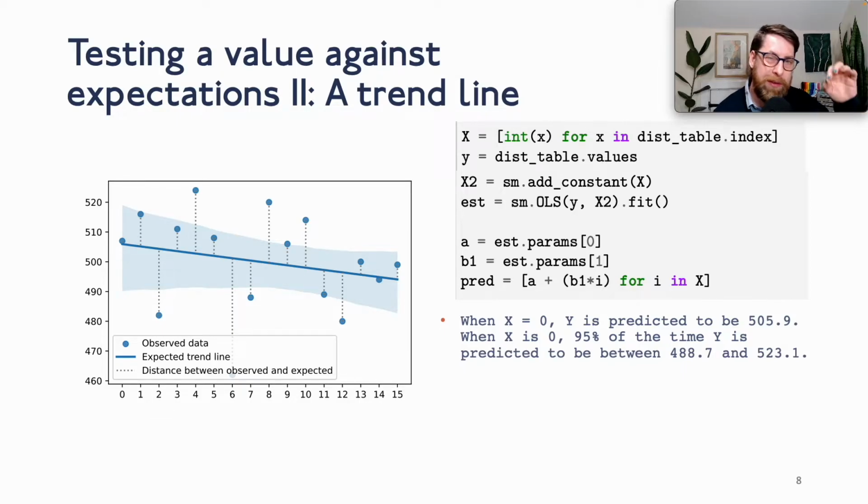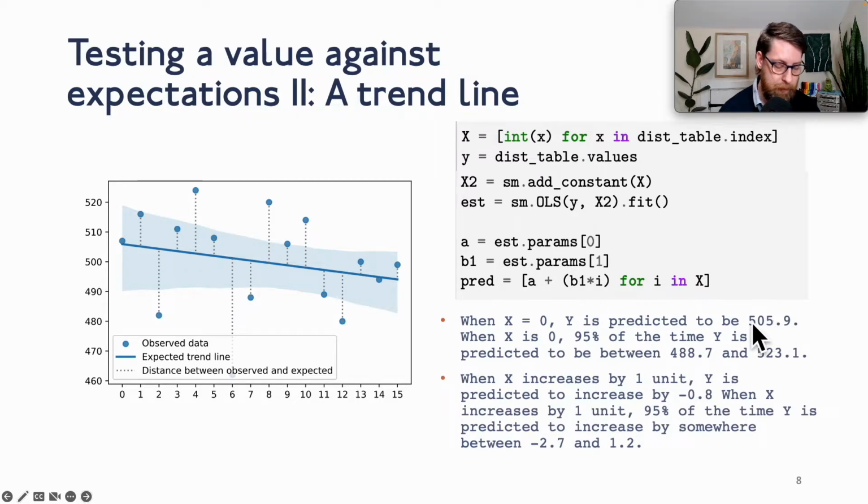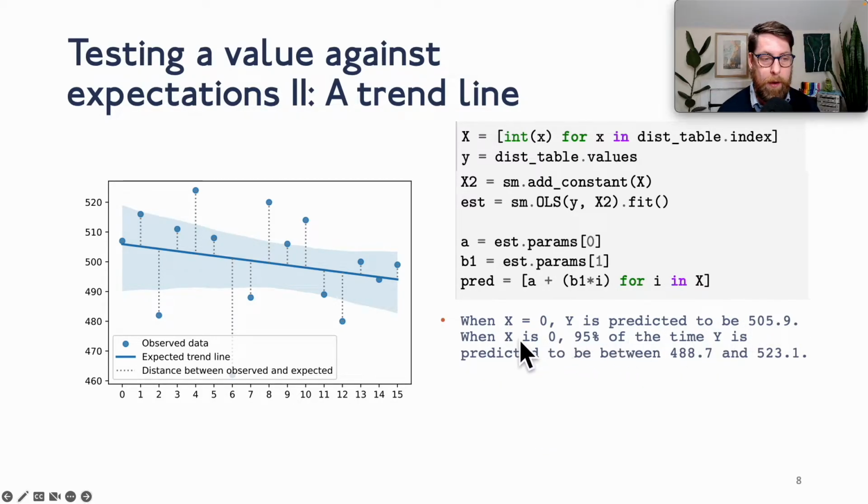And that we normally treat as our expected value. And it says here, when x is 0, y is predicted to be 505, so it's pretty close to our expected value. And when x is 0, 95% of the time it's predicted to be within 488 to 523. So actually it's pretty wide, but nevertheless it's pretty certain that it's around our expected value. And so that's good. If we actually did this in a model where we looked for p-values, it would show that the intercept is significant.